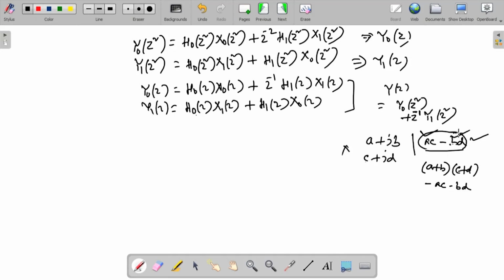So, now to obtain the other result, that is AD plus BC, the imaginary part, this is the real part. Real part you calculated by finding out the product AC, finding out the product BD and subtracting.